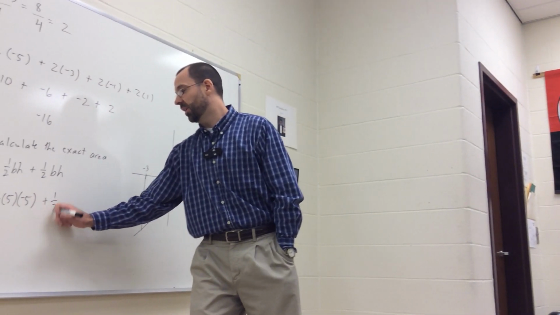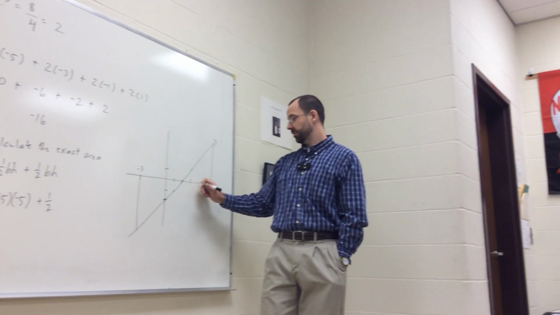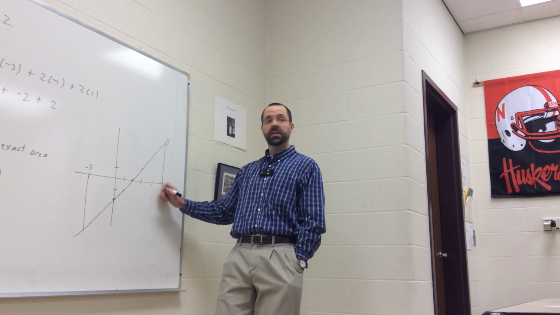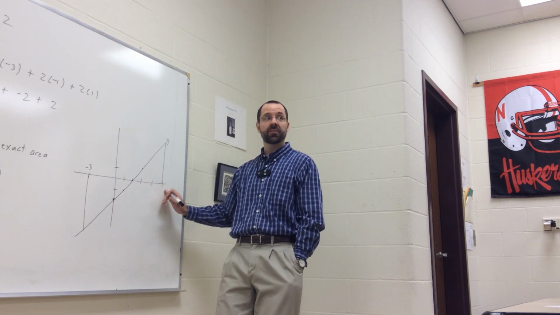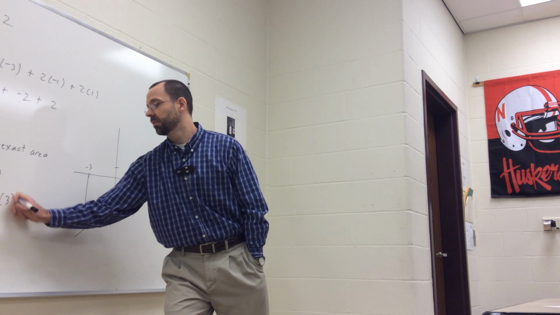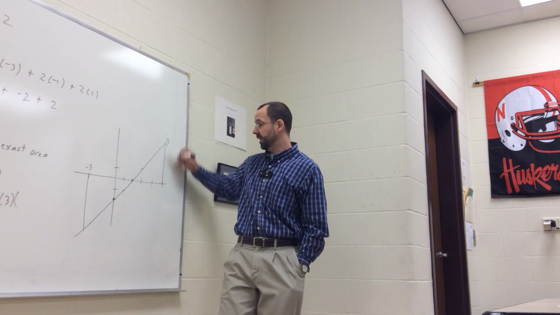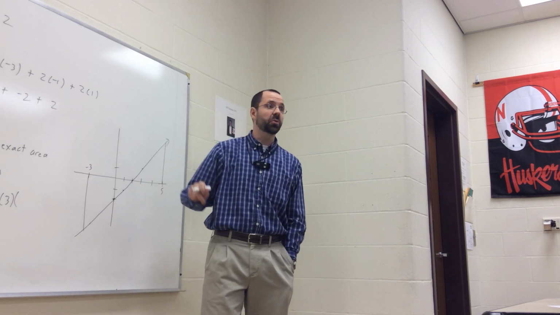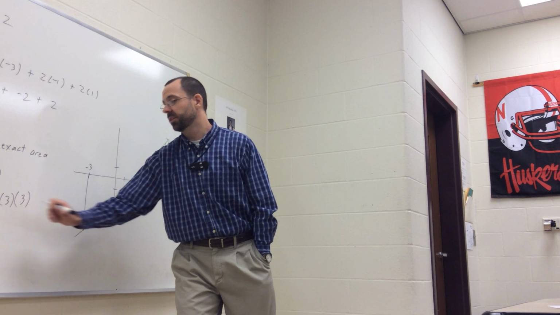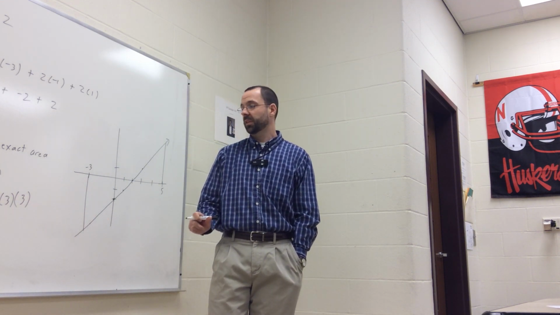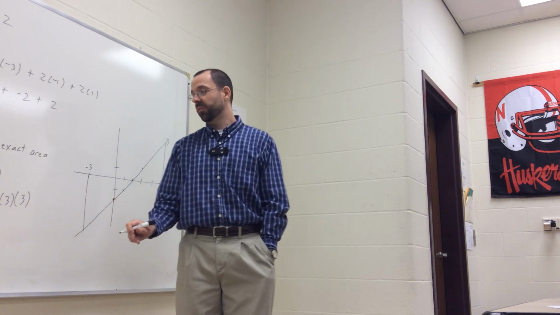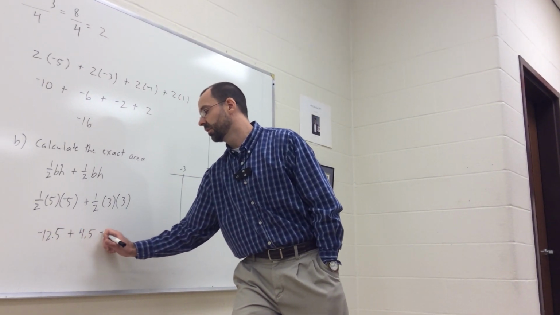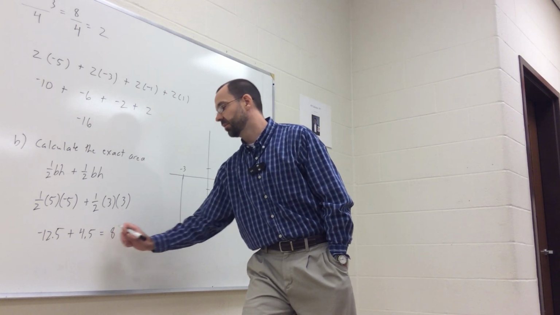All right, and then this one is 1/2 times 1, 2, 3. I didn't draw this to scale, sorry. 3, because it's from 2 to 5. And then this height, I have to plug in 5 into my function to figure out that height. It's 3. So 1/2 times 3 times 3. So that's negative 12.5 plus 4.5. So then the final answer is negative 8.